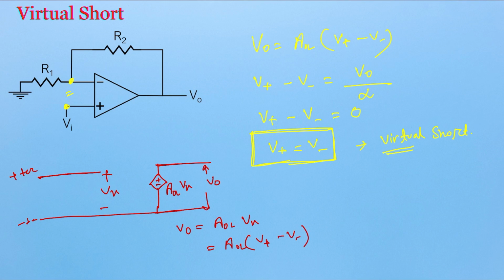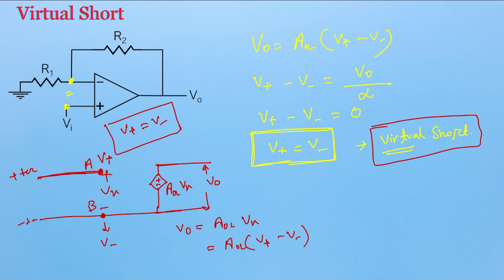Now you can see this is V plus, and at this point the voltage is V minus. Here you can see these two points, which we call A and B. Point A and point B are not shorted. These two points are open. Still we get that V plus is equal to V minus. So without a short, we get the concept of a short, with an open circuit. That's why we call it a virtual short. It's not an actual short, it's a virtual short. That's why we get V plus is equal to V minus.